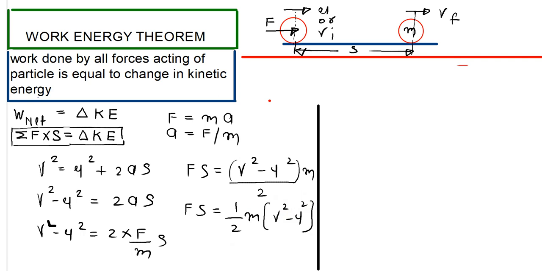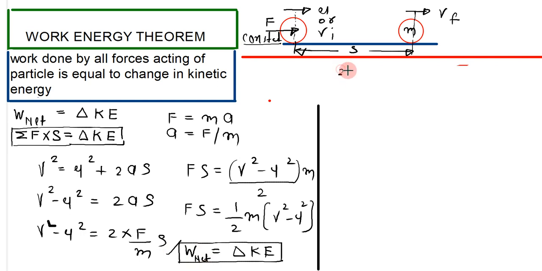Remember, this half m v square minus u square is the change in kinetic energy. So this fs is the work done, and this is the change in kinetic energy. This is for the case where force is constant. Then you get this expression, that is the work done, the net work done you must say, because in this case there is one force, but net work done is a very important term. So W net becomes delta KE, the change in kinetic energy.